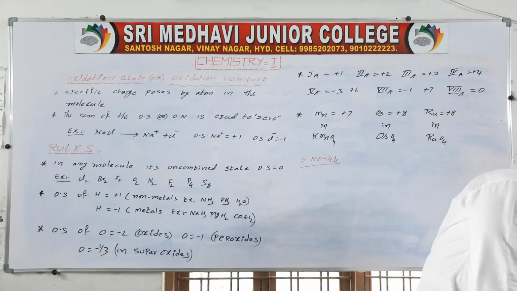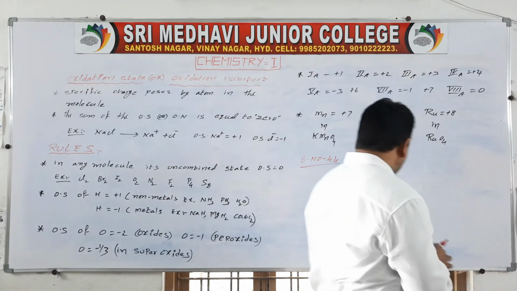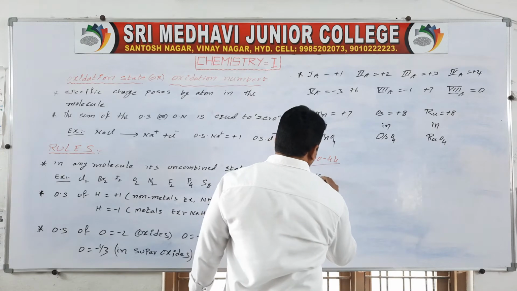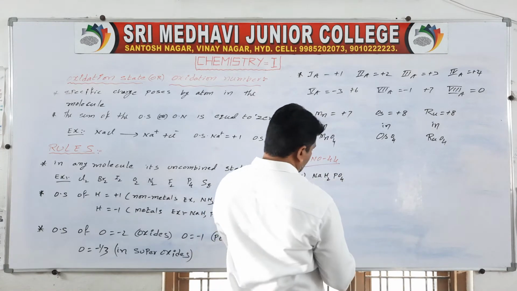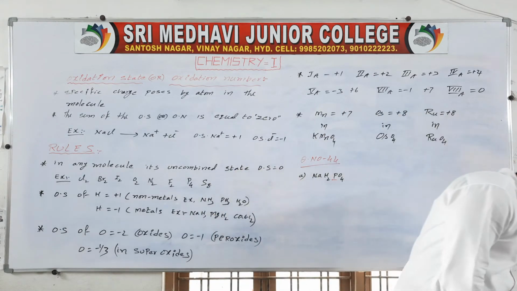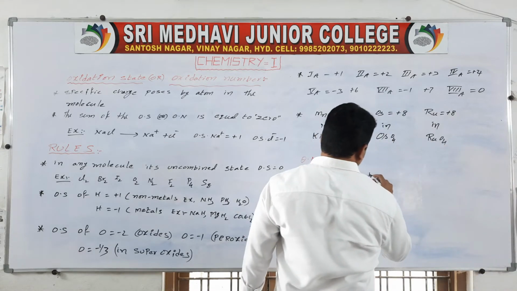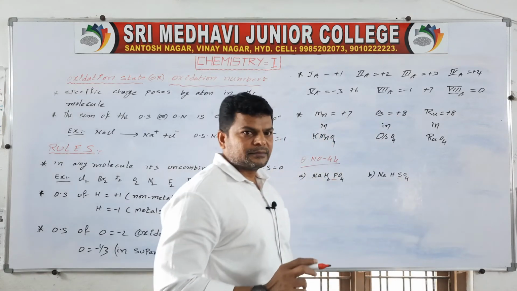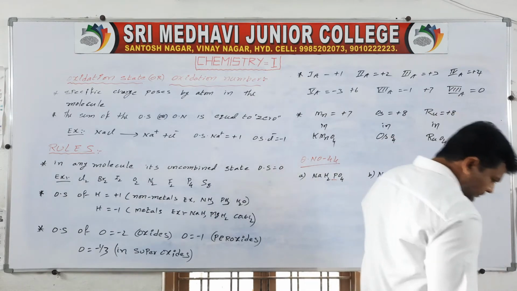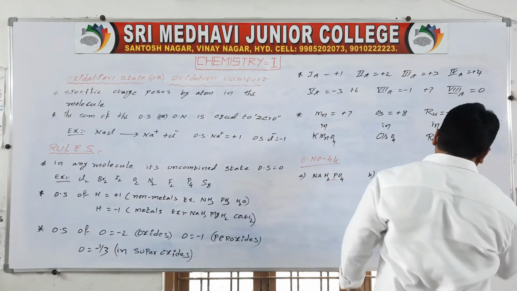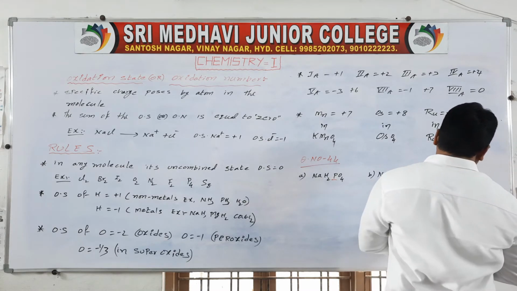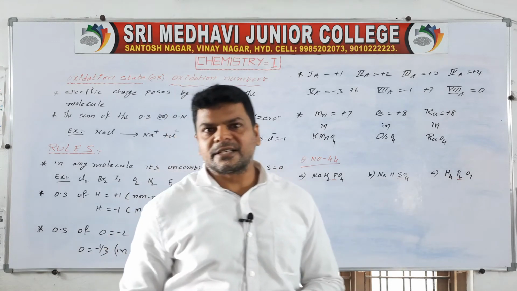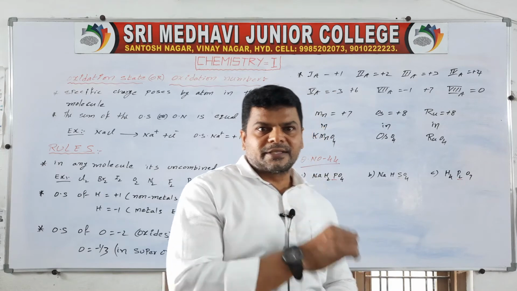So, assign oxidation numbers to the underlined elements in each of the following species. First, A, NaH2PO4, where P is underlined. Next, B, NaHSO4, where S is underlined. Then C, H4P2O7, where P is underlined. So we have to calculate the oxidation states of the underlined atoms.